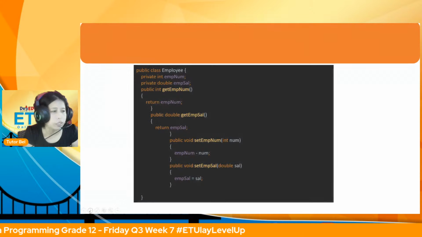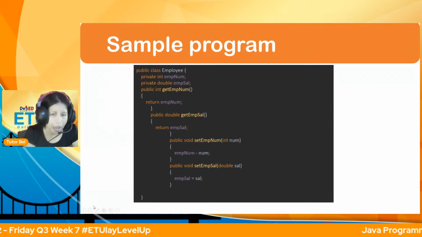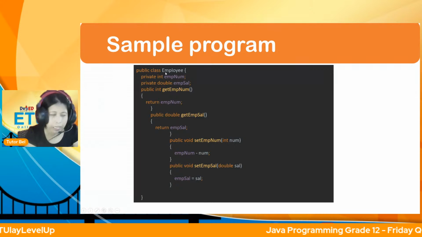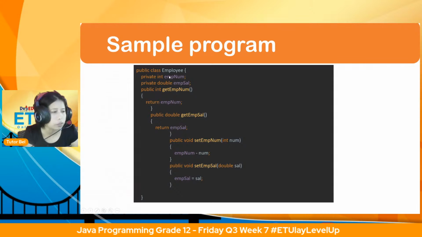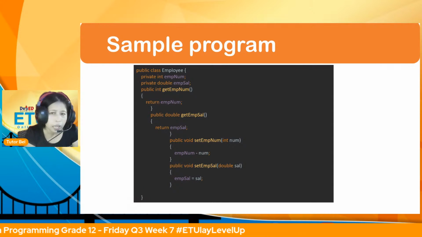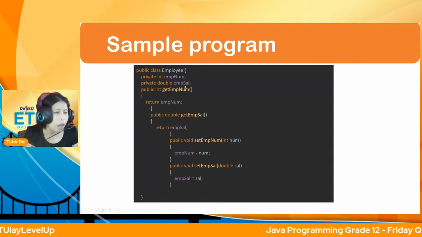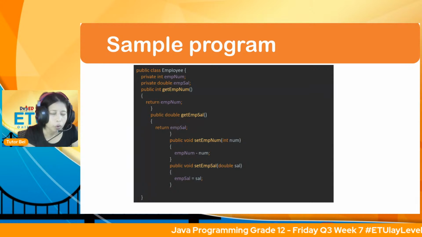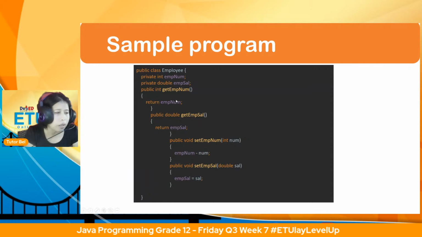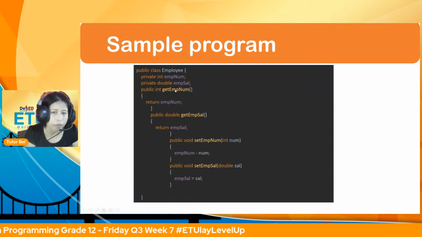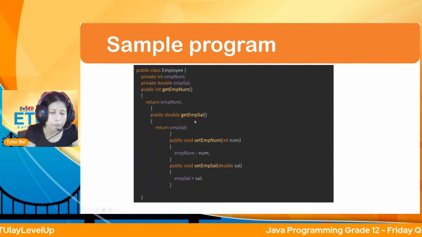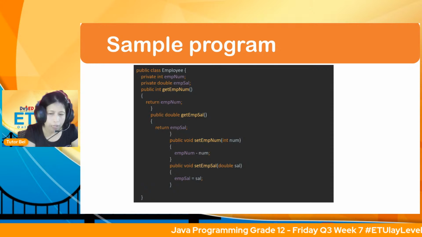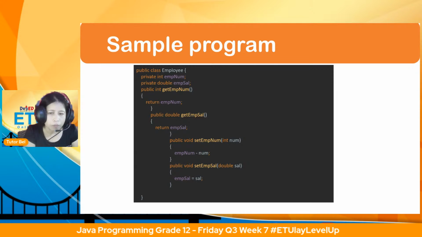Okay. So this is a sample program. We have the base class or the superclass Employee. The attributes of the base class Employee are empNum and empSal, so two of them: employee number and employee salary. Then we have the method getEmpNum, which returns empNum, and then we have the method getEmpSal, which returns the employee salary.